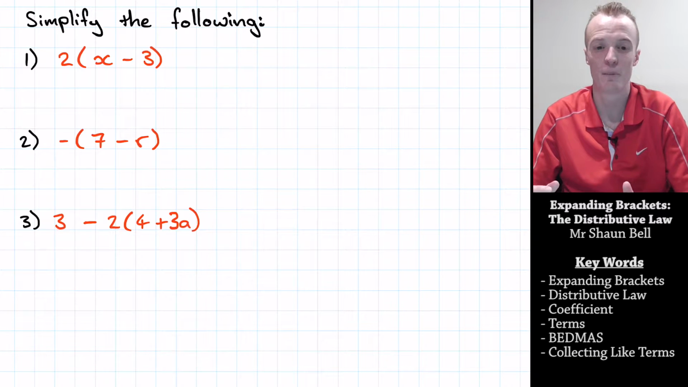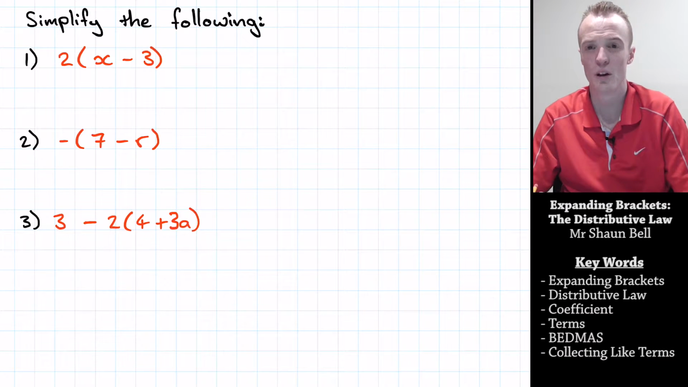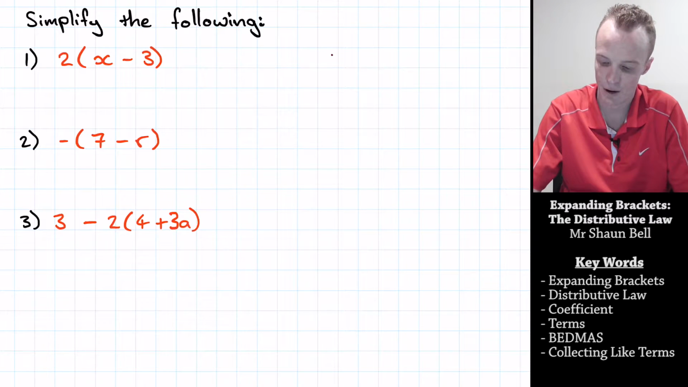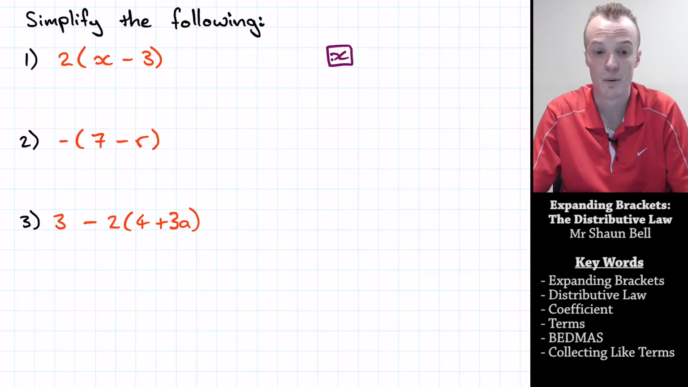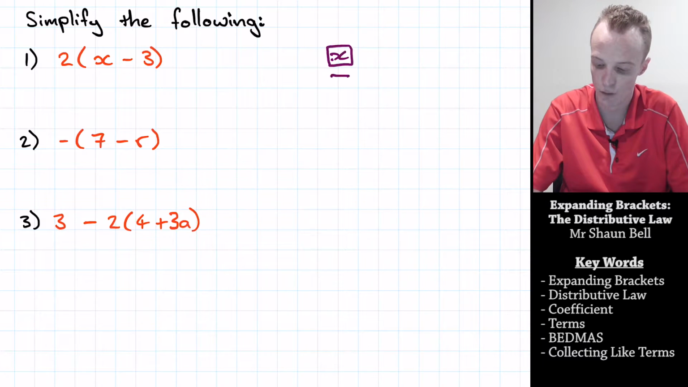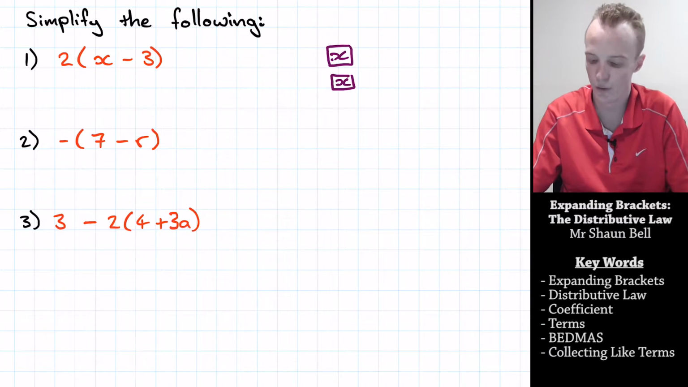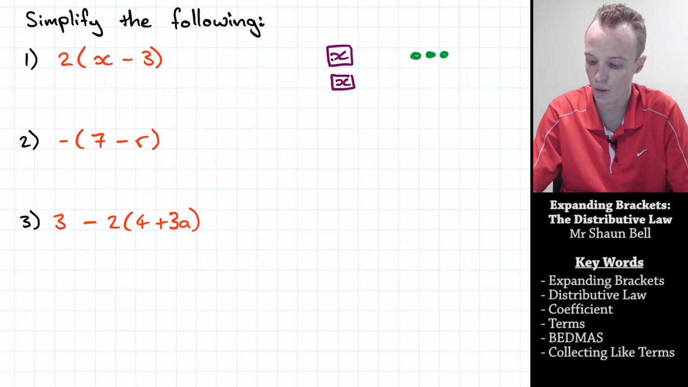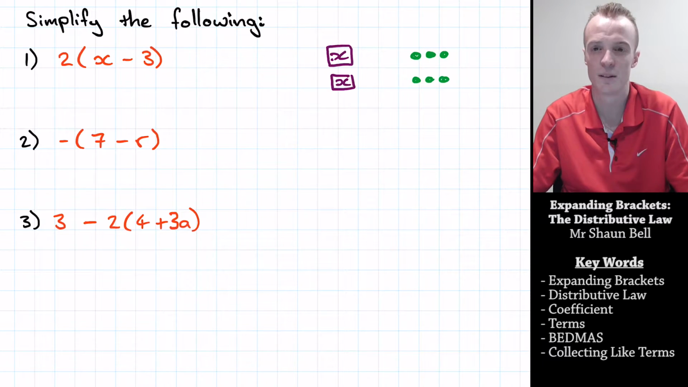Now, in this first problem we've got here, we've got 2 lots of everything inside the brackets again. So let's represent first what's inside the brackets. So let's start with the x. Now representing my x's with a little x and a square around it. But of course, I've got 2 lots of them, so I do that. And then I've got 3 constants, so I'm representing them with little circles. But of course, I've got 2 lots of them.